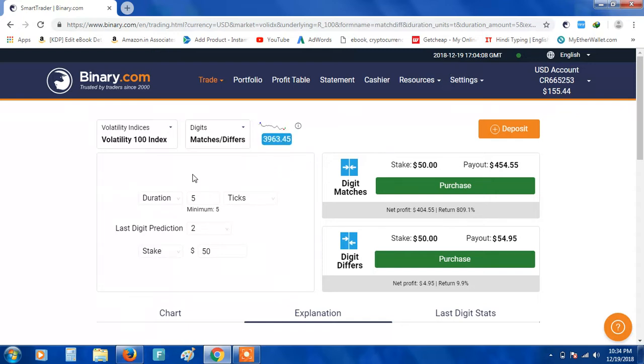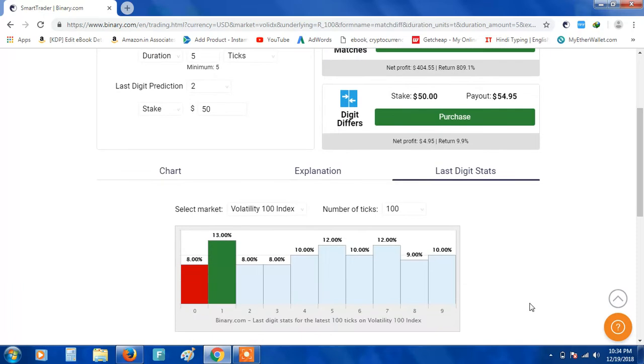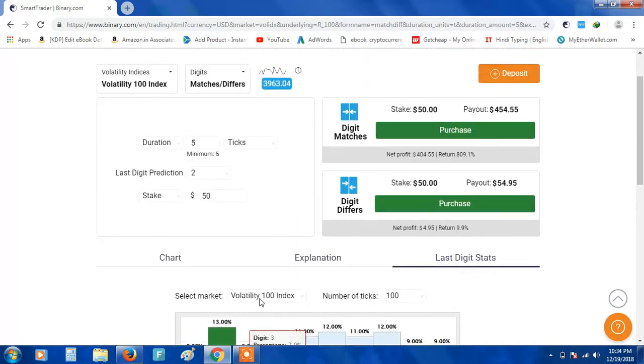Now first of all I chose volatility index 100. Okay, now I'm trading in digits match differs. So let's start our trade from $50. First of all, select this large digit stats. Okay, 03.